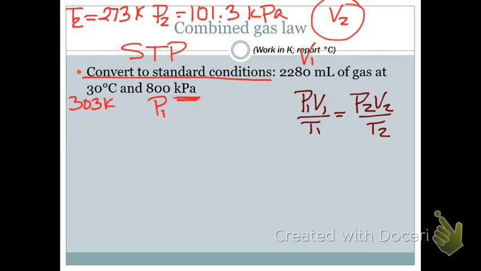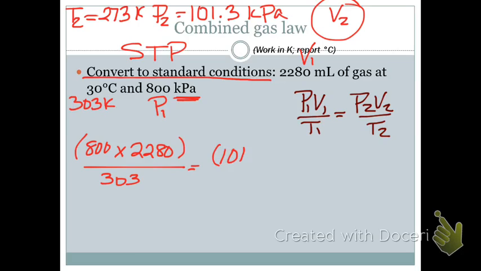P1 is 800. V1 is 2280. T1 is 303. That's going to be equal to P2, which is 101.3, V2, which I don't know, over T2, which is 273.